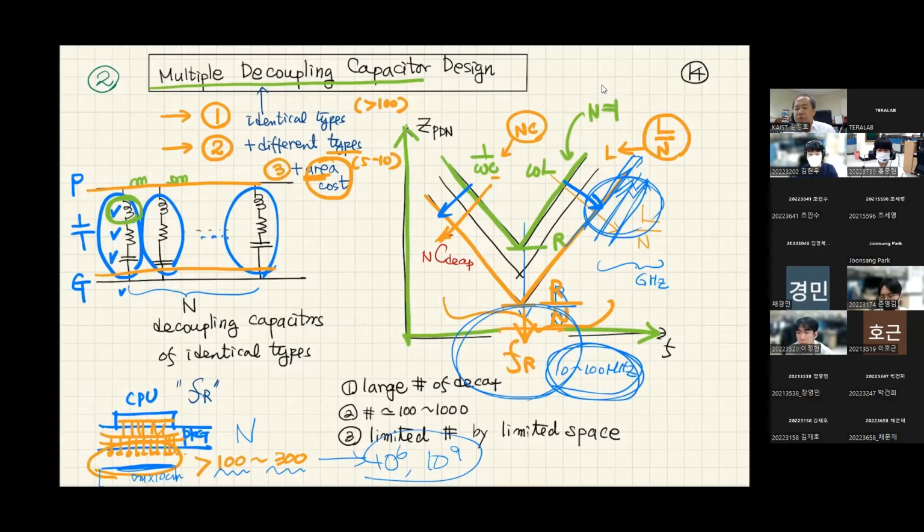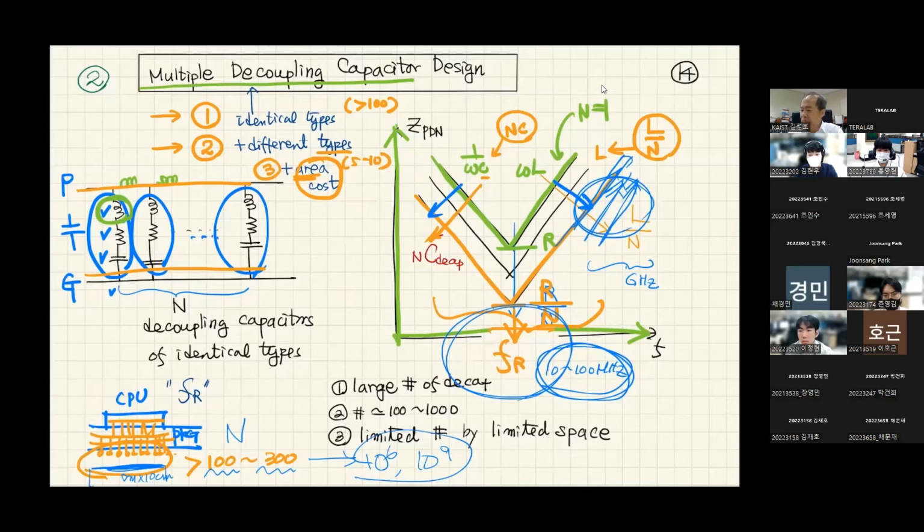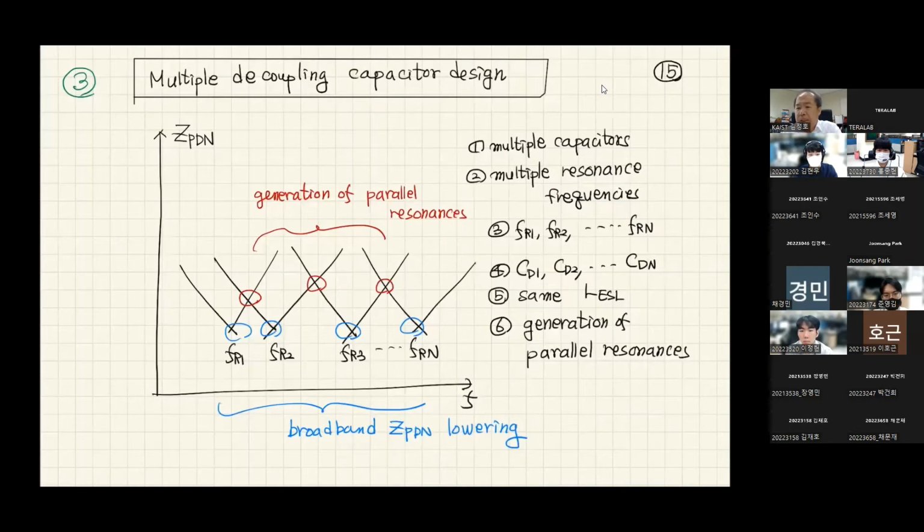So in this slide, so far I was talking about one design method where we are putting many decoupling capacitors of identical size. Now, I would like to move on to the next subject, saying that we're gonna use multiple decoupling capacitors of different types.